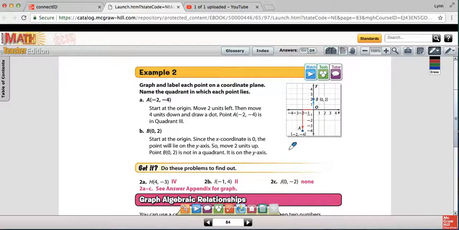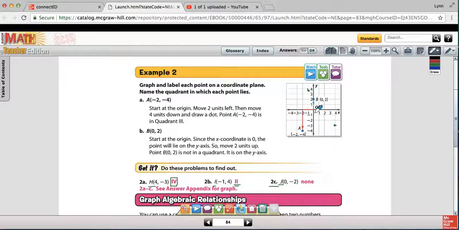On your note sheet, you have a graph image next to the problems for example 2. You can use that graph to plot points H, I, and J. For 2a, (4, -3) would be over 4, down 3, which is in quadrant 4. Notice the Roman numeral for 4 is IV. For 2b, (-1, 4) would be up here in the second quadrant. Make sure you plot the point and you note the quadrant.